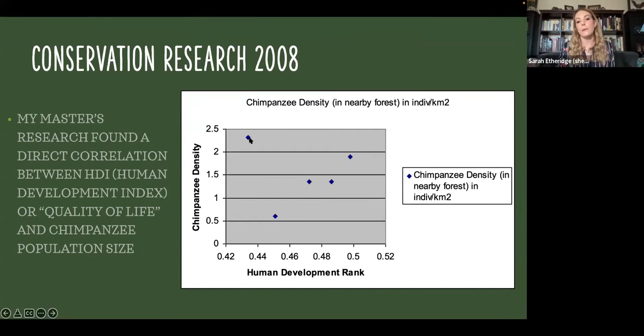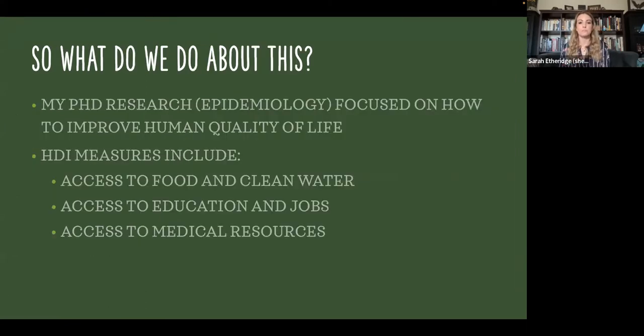The only outlier up here in the top left is the Kibale National Forest, which is a protected forest that is under the control of Jane Goodall Institute. So there aren't really any humans there. And of course, because there's no humans, chimpanzees are doing absolutely great. But this is kind of the heart of my Uganda research, that as quality of life goes up, the quality of life of chimps also goes up, and we see higher populations.